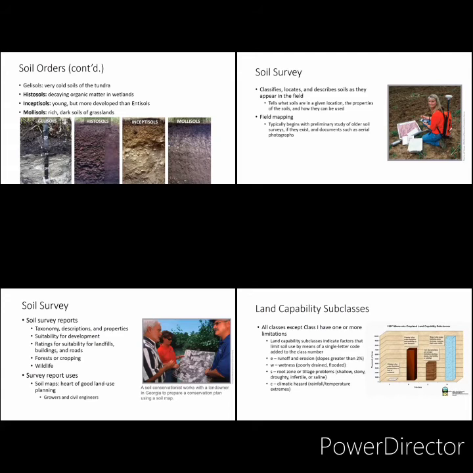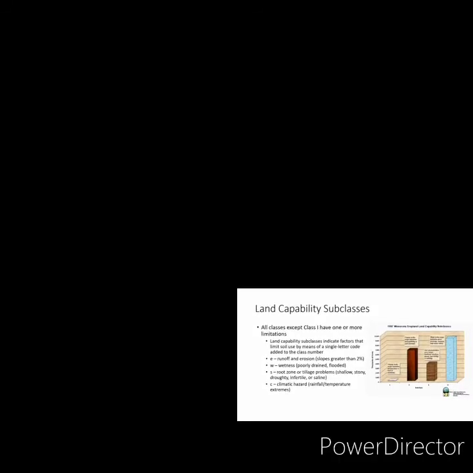W, wetness. These soils may be poorly drained or occasionally flooded. Some such soils may be drained, others are classified as wetlands and are best left as is. S, root zone or tillage problems. These soils are shallow, stony, droughty, infertile, or saline. Wind and water erosion may be problems. C, climatic hazard. Areas of rainfall or temperature extremes make farming difficult. Examples include deserts or the far north.